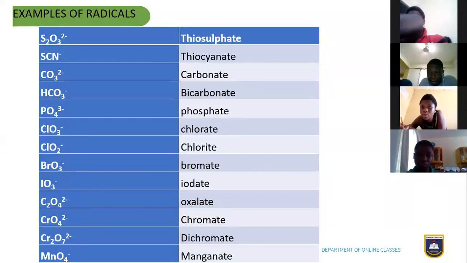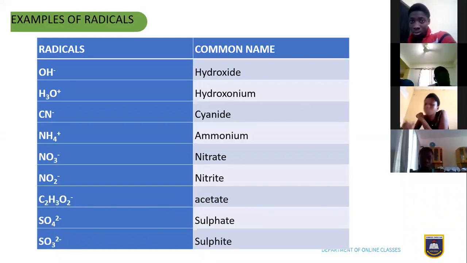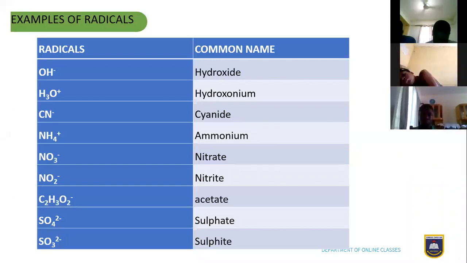You see, all of them have charges, either a plus or a minus. That's why they are called radicals. Let me go to the previous one for you to see. All of them have charges. That's why they are called radicals. They are a group of atoms that are together and they have a common charge. So they are called radicals.